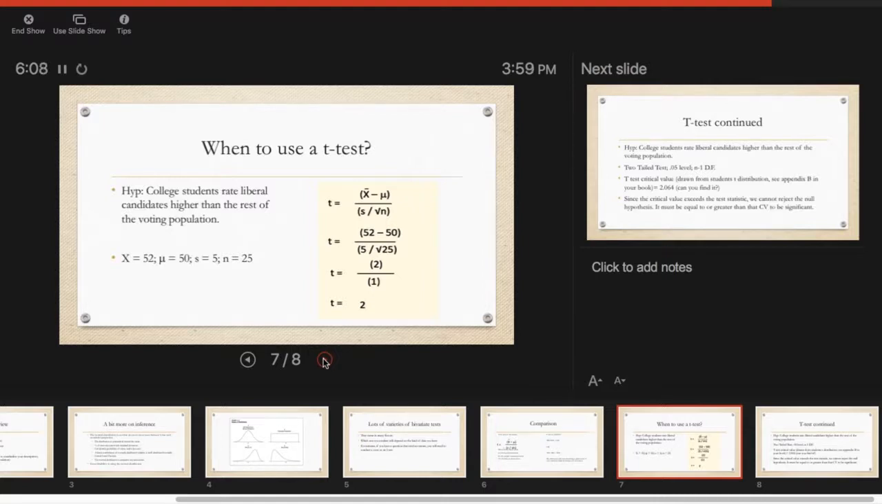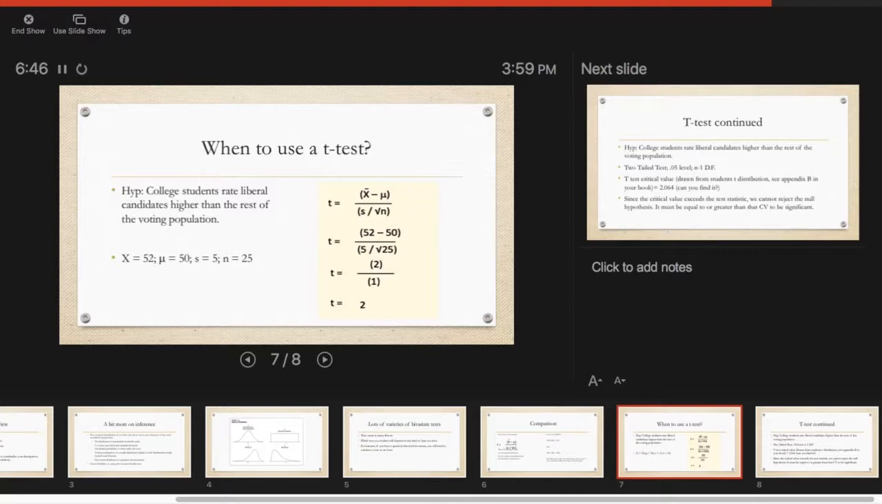Let's say you hypothesize that college students rate liberal candidates higher than the rest of the voting population. In this case, the mean that you're testing is 52. You've conducted a poll and found that 52% of those college students rate liberal candidates at a 52% level, and you're suggesting that is higher than the voting population, so your hypothesized mean in this case is 50%.